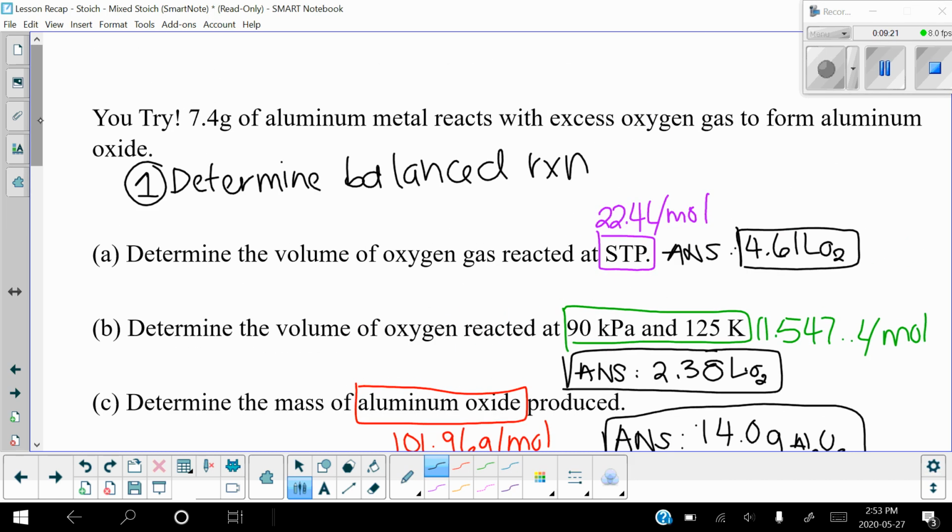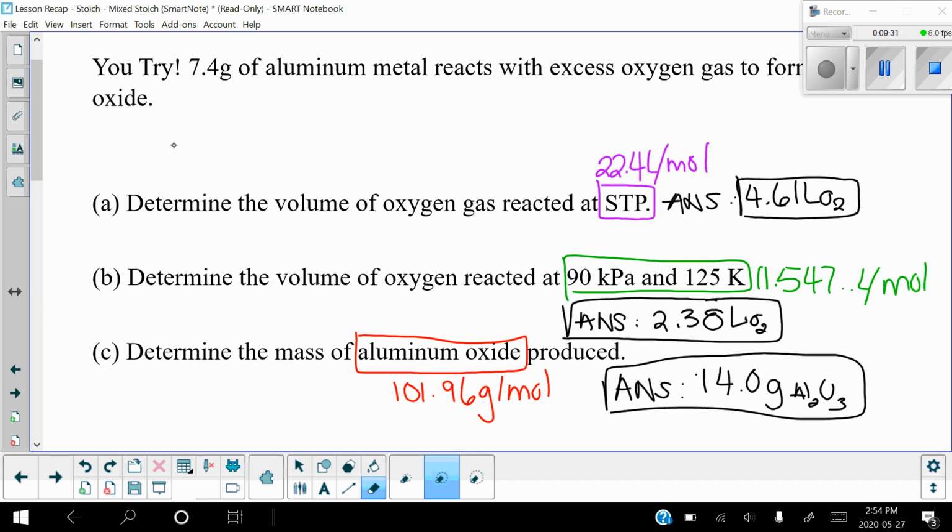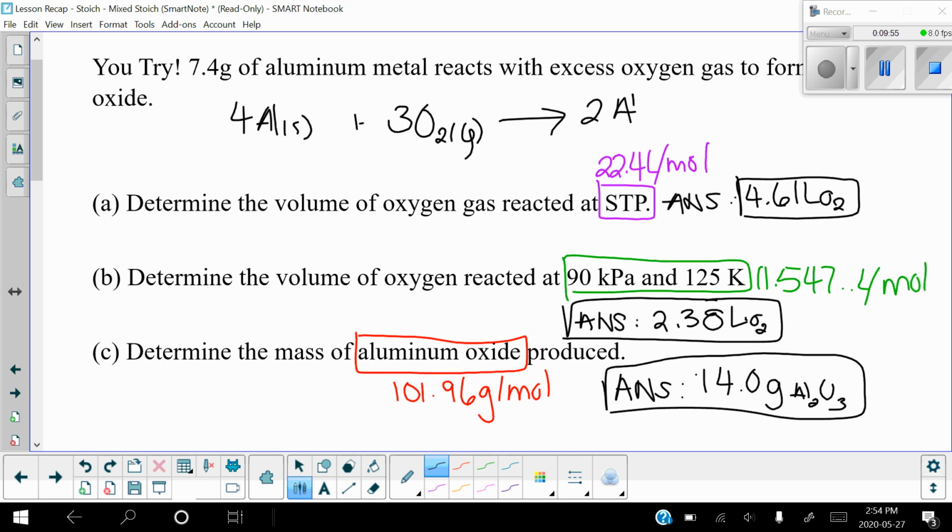So I'll be back with the answers, and then you guys can check what you got. Okay, so what we did, you're first going to write your balanced reaction. I trust that you guys can do that. Then from there, you are going to use your balanced reaction. Actually, I will write this down. Plus 3 oxygen gas producing 2 aluminum oxide.